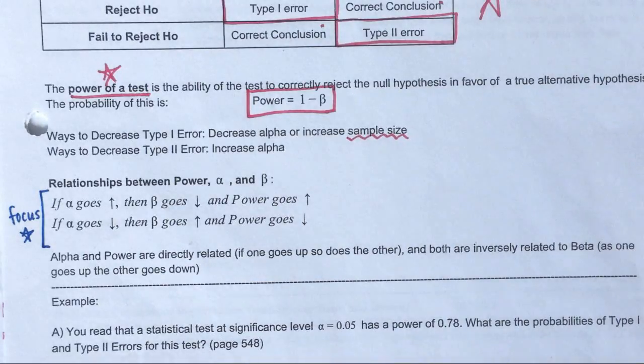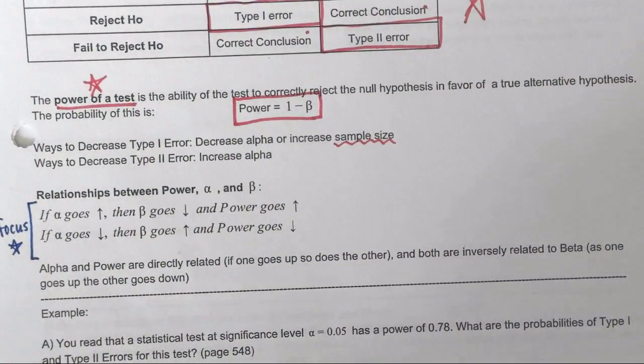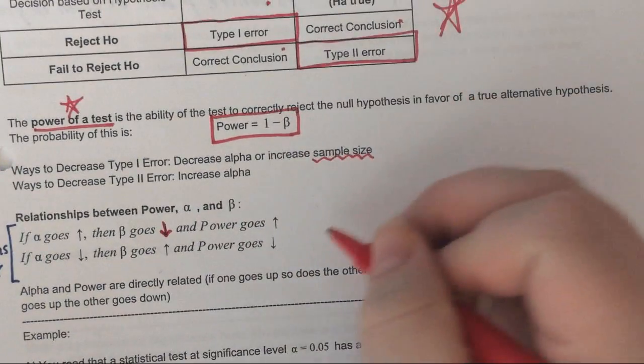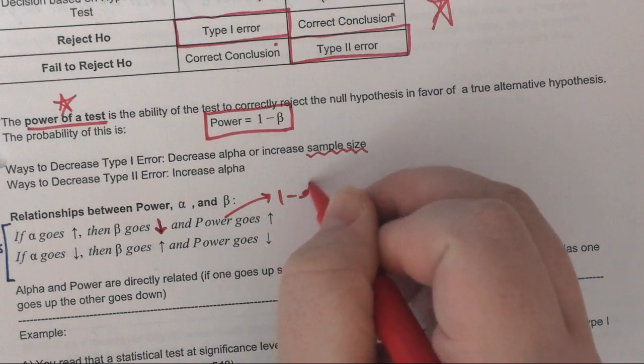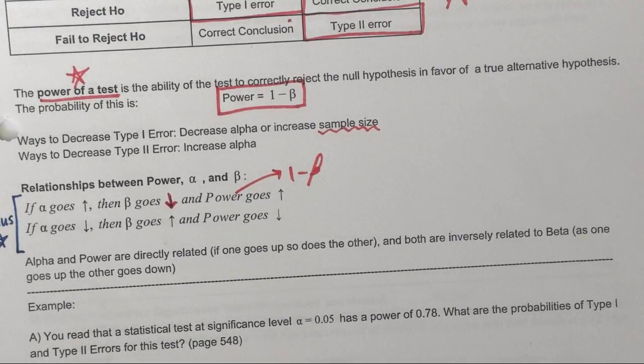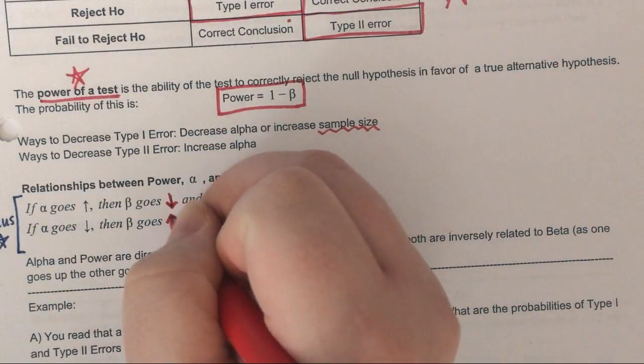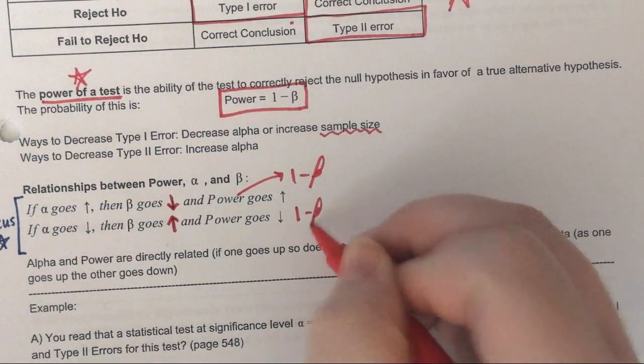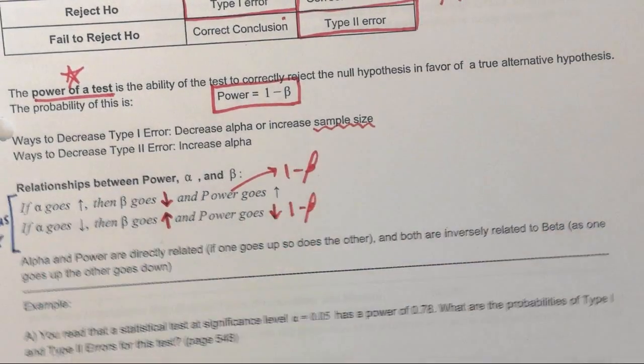Okay. I like the question, though. Okay, and then I would put a little star next to where it says, if alpha goes up, beta goes down, and power goes up. And then the other one says, if alpha goes down, beta goes up, power goes down. Well, power is 1 minus beta. So if beta is going down, and this is 1 minus beta, well then no wonder it's going up, because it's 1 minus something that's tiny. But if beta is going up, it's 1 minus something that's large, so it's getting closer and closer to 0, hence why it's going down.